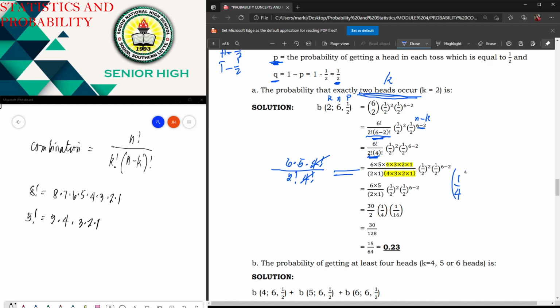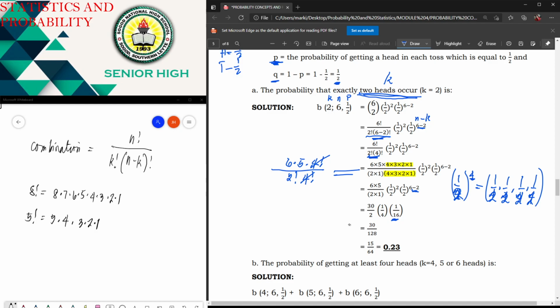1/2 raised to 6 minus 2, that is 4. So we are going to multiply 1/2 four times: 1/2 times 1/2 times 1/2 times 1/2. So 1 times 1 is 1, and 2 times 2 is 4, times 2 is 8, times 2 is 16. So we have 1 over 16.